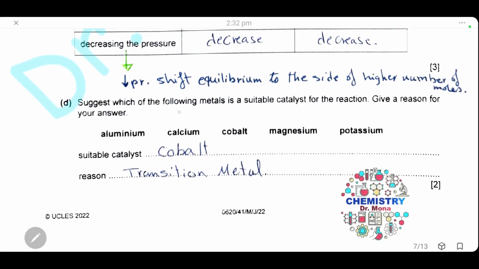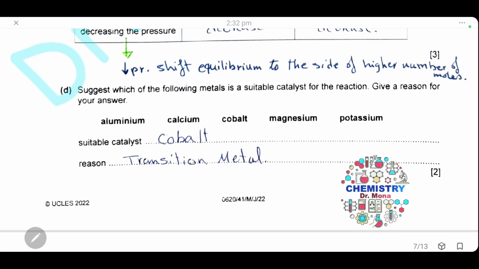Suggest which one of the following metals will be suitable to use as a catalyst, and give a reason for your answer. We have aluminium, calcium. Aluminium is in group 3, calcium in group 2, magnesium is in group 2, potassium is in group 1, and cobalt, which is one of the transition metals. So we will use cobalt as a catalyst because we know that one of the chemical properties of the transition metals is that they can be used as catalysts. So the reason is that cobalt is a transition metal.